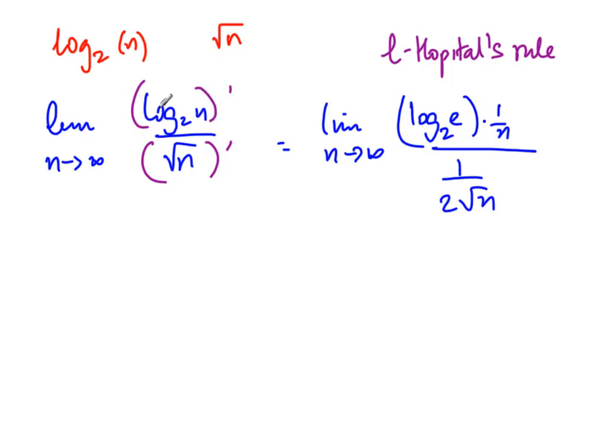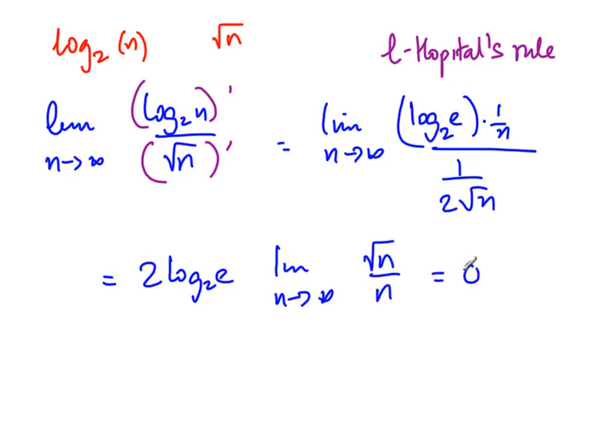You can check that this is the derivative of the top and the bottom is the derivative of the bottom. If we simplify this, we'll get 2 log e, because this doesn't depend on n, outside. We get this limit as n tends to infinity of root n upon n, and this actually goes to 0. Since this goes to 0, this shows that log 2 of n is smaller than square root of n. So this is actually big O of square root of n.